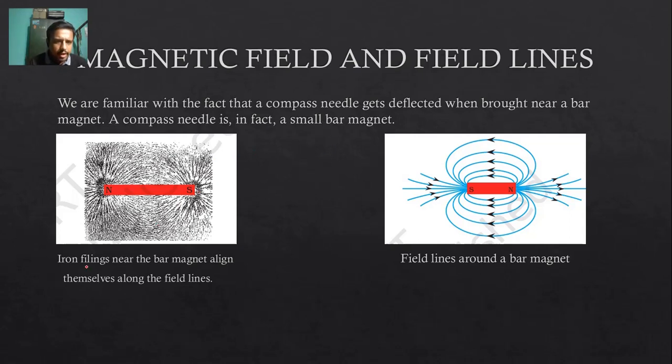When iron filings are placed near a bar magnet, they form this shape, they align in the form of the magnetic field lines, and here you can see the magnetic field lines. South attracts, north repels, and this forms a circular type of closed circuit. These are the field lines around a bar magnet, and the iron filings near the bar magnet align themselves along the field lines. Have you got it?